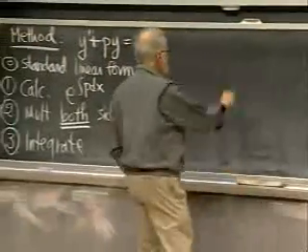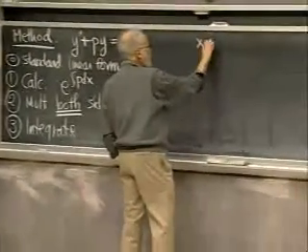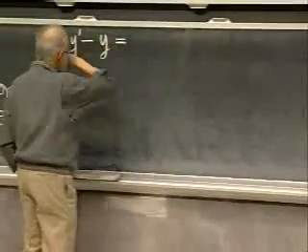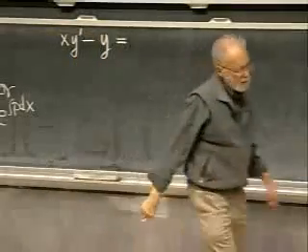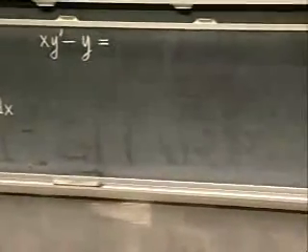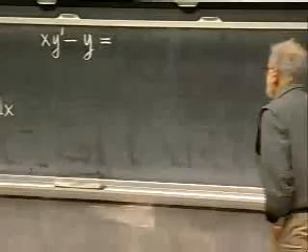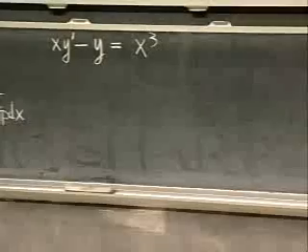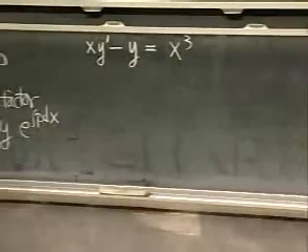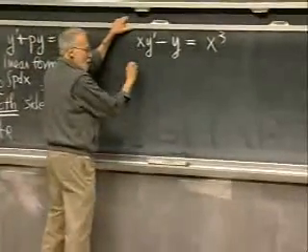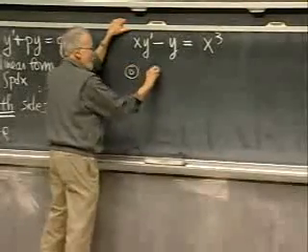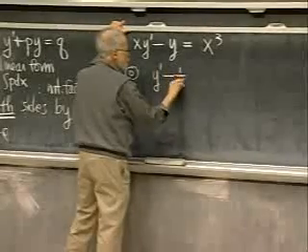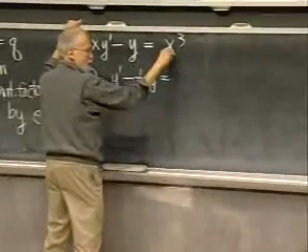Okay, let's take a simple example. Suppose we started with the equation xy prime minus y equals x cubed. What's the first thing to do? Put it in standard form. So step 0 will be to write it as y prime minus 1 over x times y equals x squared.